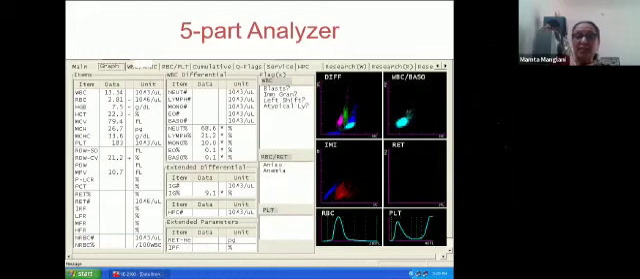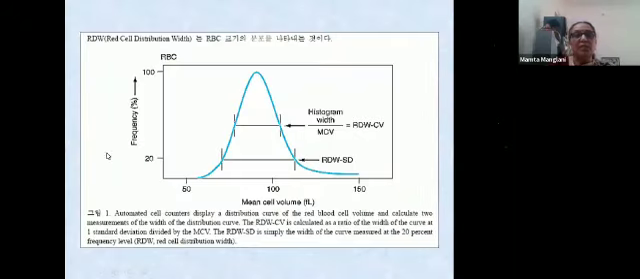But let me again say, all this is by a dumb automated machine, and therefore it can never replace our eyes and our brains, and we should still continue correlating this with the clinical suspicion that we have, as well as what we find on the smear and further testing. Now coming to RDW, as I told you, we'll talk about it a little later. So you have two ways of measuring RDW.